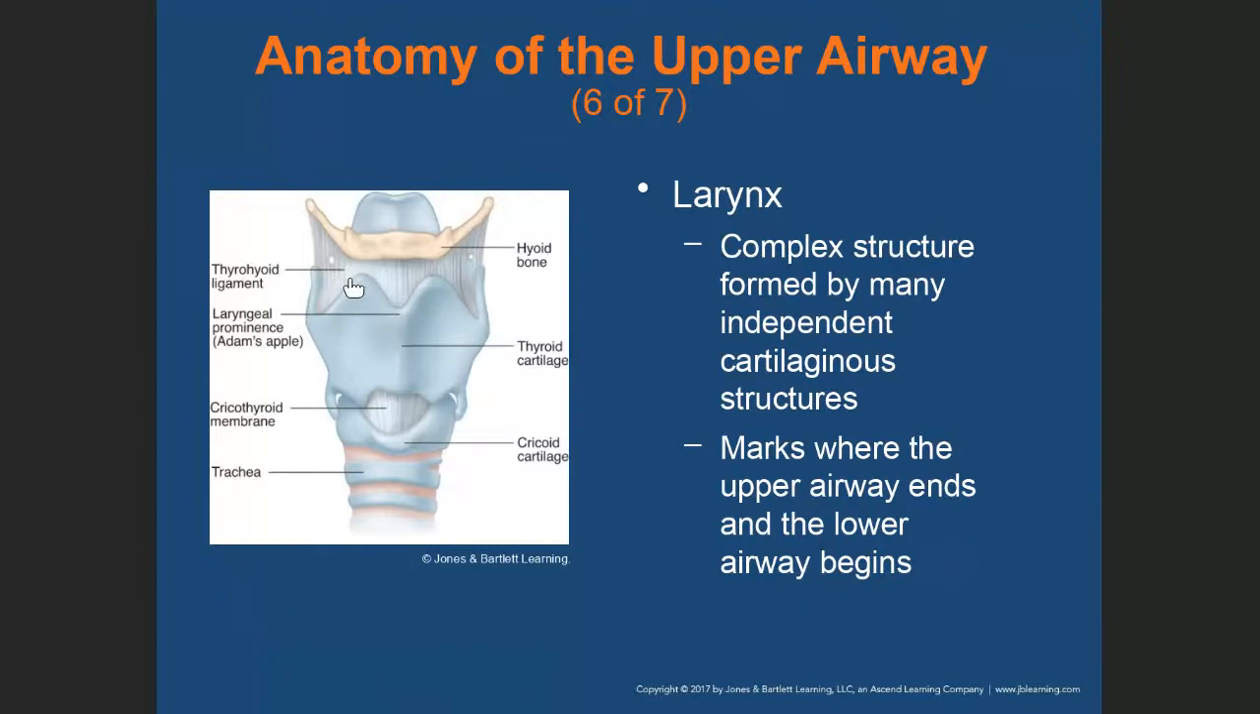So you have the thyroid cartilage, also referred to as the Adam's apple. You have the cricothyroid membrane, which is just below that. That's a surgical point in extreme circumstances to create an airway. Then below that, you have the cricoid cartilage.